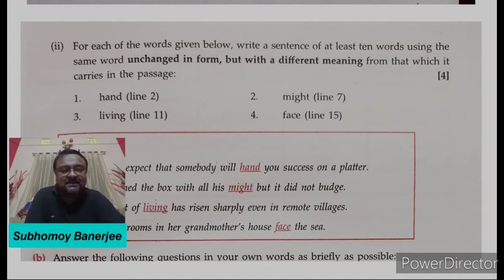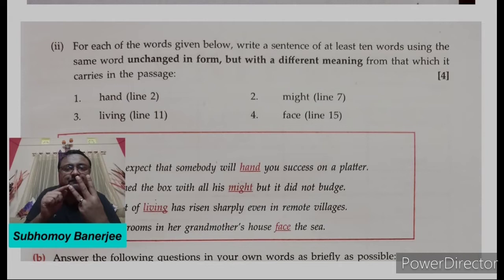So we have already discussed the meanings as used in the passage. Hand refers to upper limb, body part. Might refers to a possibility, could be. Then living refers to something which has life inside it. And face refers to countenance or visage, or the upper part of the human body. So those were the meanings in which these 4 words have been used in the passage. But now you have been asked to make use of these words to make sentences of your own. 3 conditions. What are the 3 conditions?